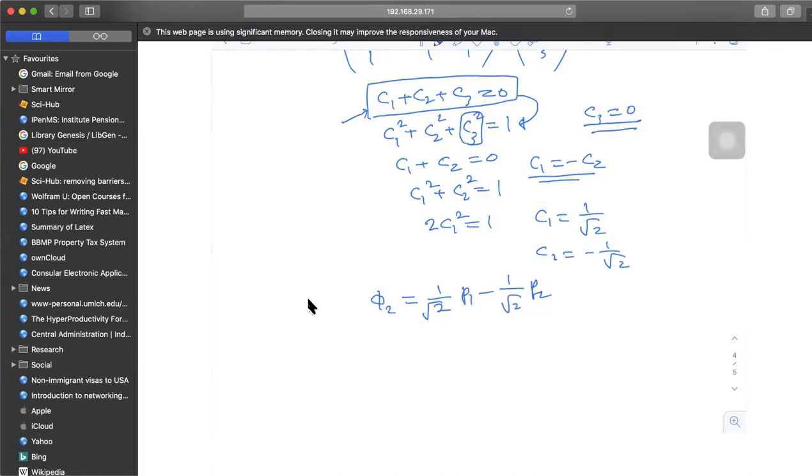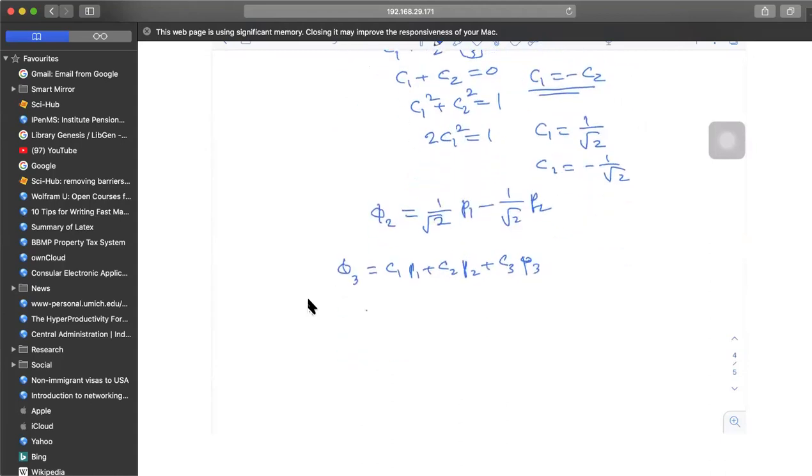Then the next molecular orbital, which we will call phi 3, is C1P1 plus C2P2 plus C3P3. Now this must be normalized, which means that C1 square plus C2 square plus C3 square must be 1. And then what else do I have? I have C1 plus C2 plus C3 is equal to 0.